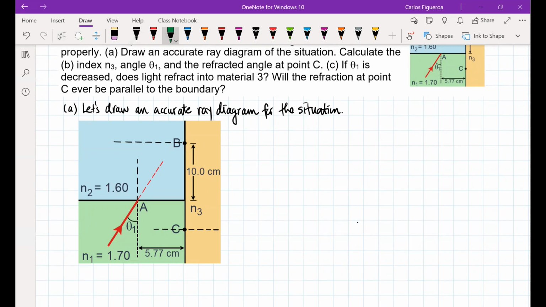So this is accurate. So look at that. I'm going from index 1 to index 2. You can see I'm going from a higher to a lower. So there should be bending away. So here I go. If I look at my ray here, it's going to do what? It's going to refract away, and it's going to go from A to B here. So when you look at that, look what happens. This is bending away.